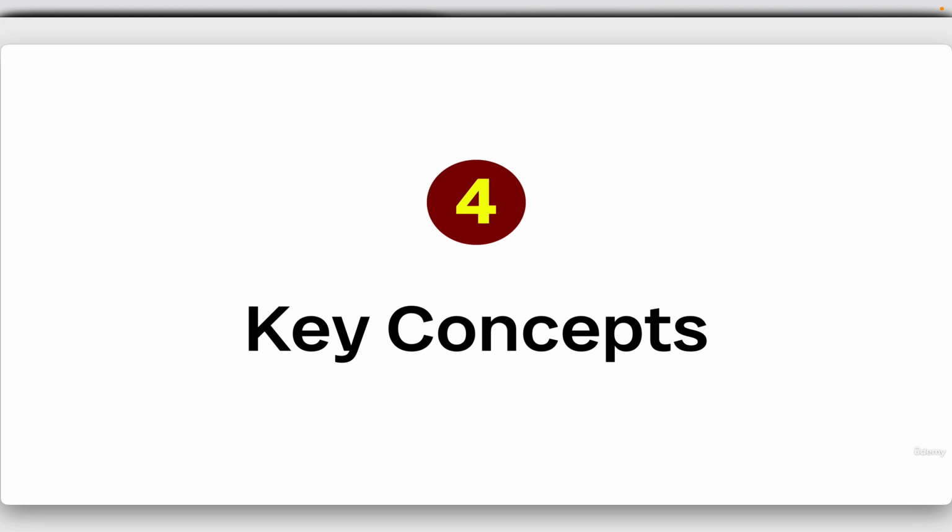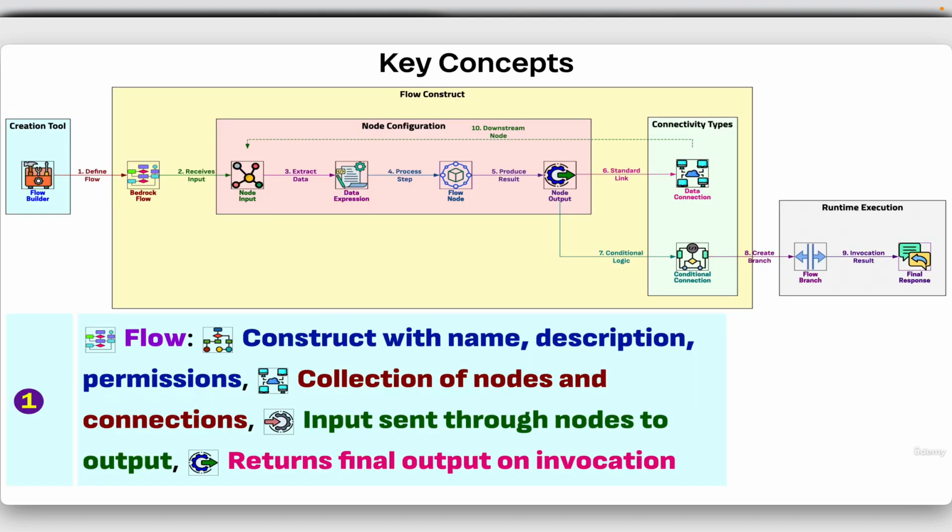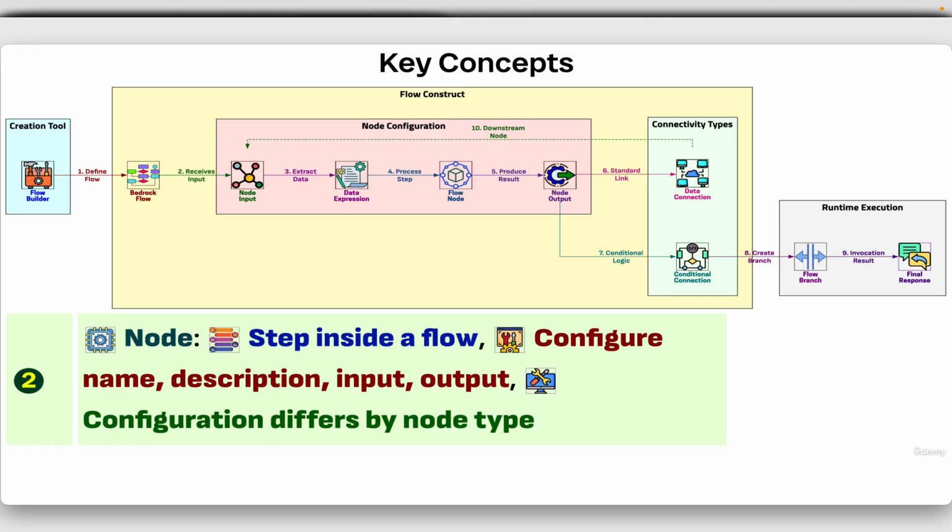Next topic is key concepts. So first one is the flow. A flow is a construct consisting of a name, description, permissions, a collection of nodes, and connections between the nodes. When invoked, the input traverses through each node until an output node is reached, returning the final output. Next key concept is a node. A node represents a step inside a flow where you configure its name, description, input, output, and additional settings with specific configurations differing based on the node type.